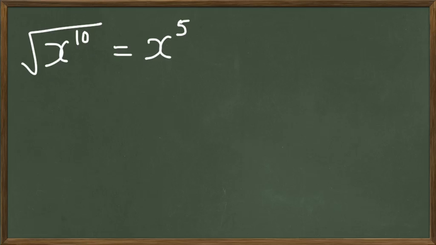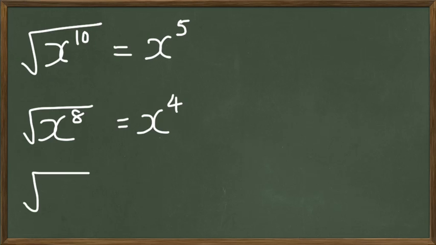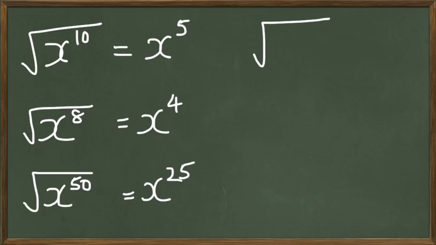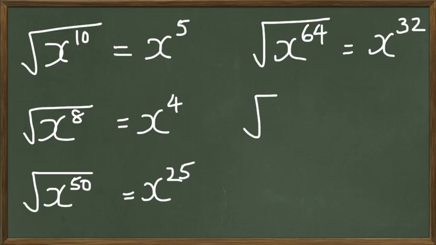So, if we take x to the power of 10, then this would become x to the power of 5. If you take x to the power of 8, this is x to the power of 4. If you take x to the power of 50, then this is x to the power of 25. If you take x to the power of 64, then you're going to get half of 64, which is 32. And that's basically the idea. Whatever power it comes out to be, it's going to be half of it when you take the square root of that particular variable.